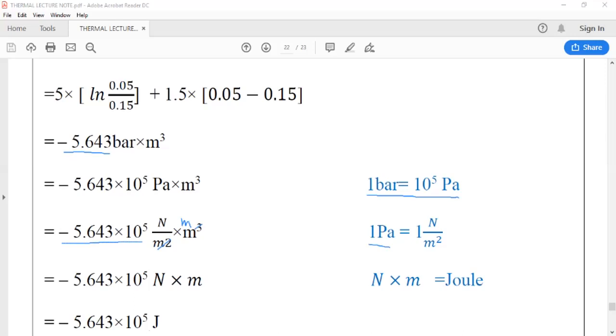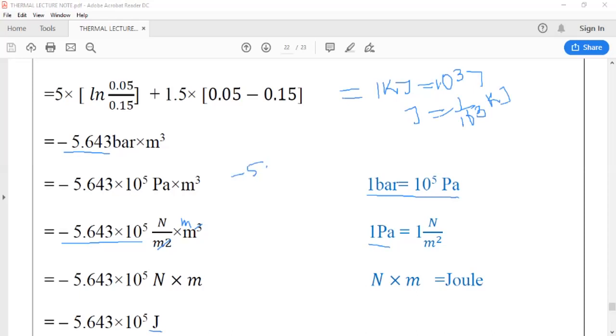What is Newton into meter? Newton into meter is a joule. Suppose we have to convert into kilojoule, then what do you have to do? We know that 1 kilojoule is equal to 10 to the power 3 joule. So 1 joule is equal to 1 by 10 to the power 3 kilojoule. So this much joule is equal to how much?